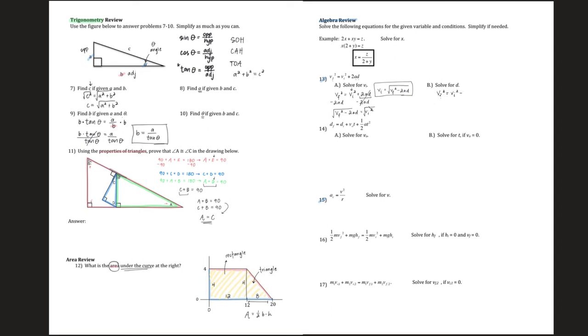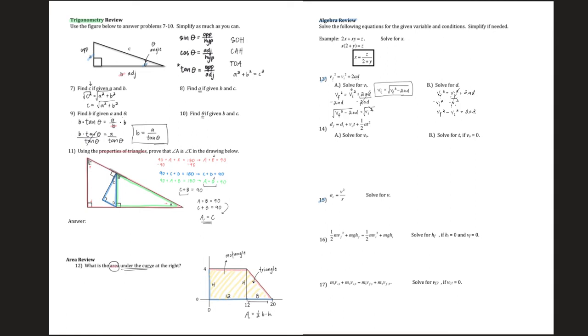Part B, now we're solving for D. So a little bit similar, a little bit different. Same equation, VF squared equals VI squared plus 2AD. Now, we're going to leave the 2AD there. We're going to move our VI term over to the other side, so we're going to subtract it. Subtract VI squared from both sides, because right now it's being added to that 2AD. We want to subtract it over to the other side. Now we've got VF squared minus VI squared equals 2 times A times D.